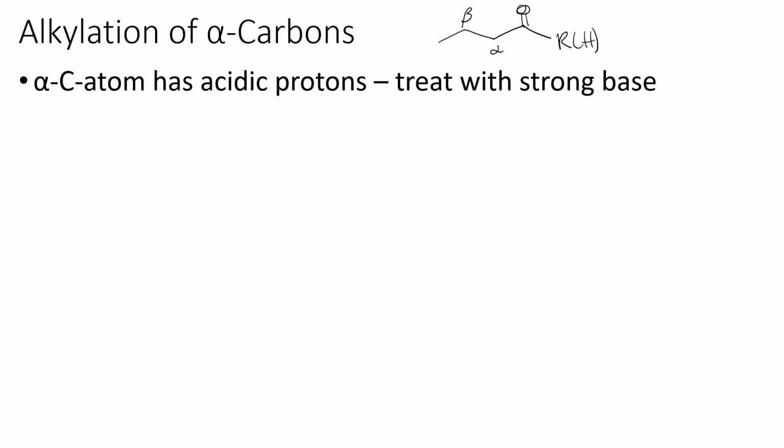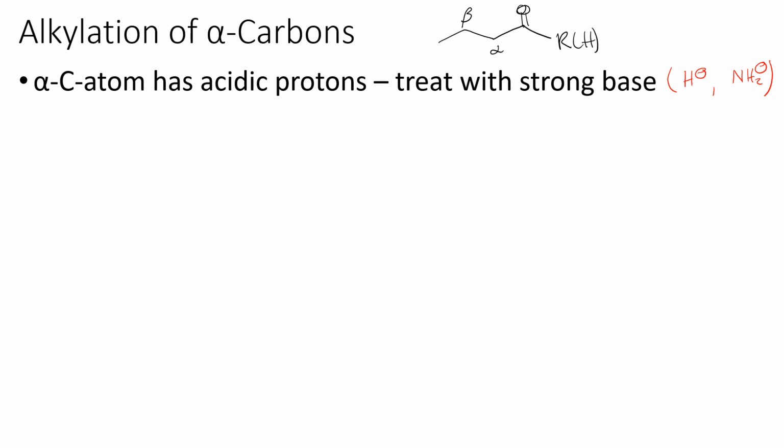We do have to use very strong bases. Typically, hydroxide bases are not strong enough to do this. We would need to do something like the hydride ion or the amide anion, the NH2-, in order to deprotonate that alpha position. So keep in mind that it does typically need to be a fairly strong base for that deprotonation to happen.